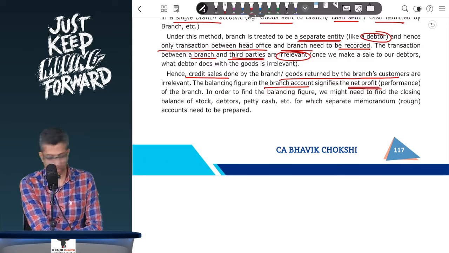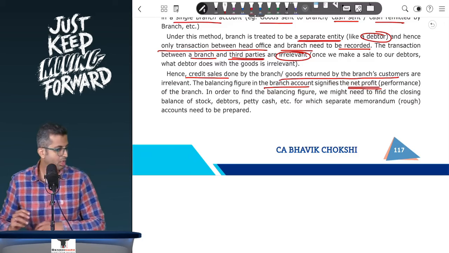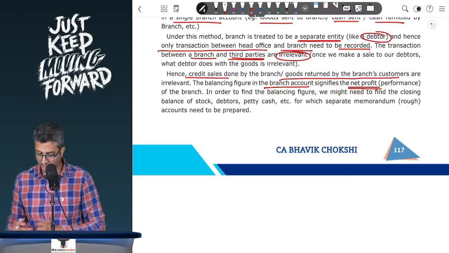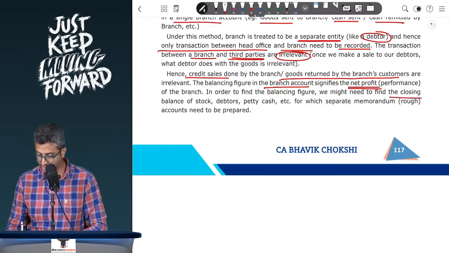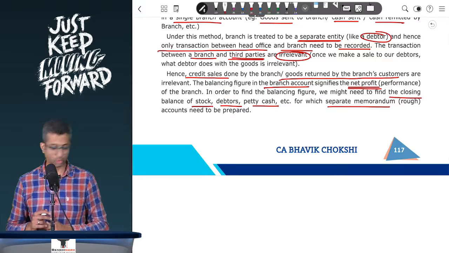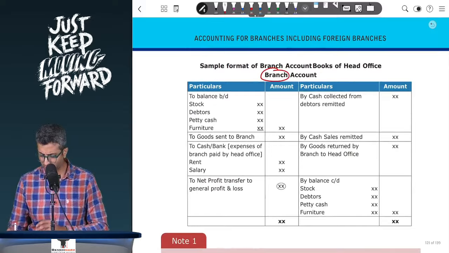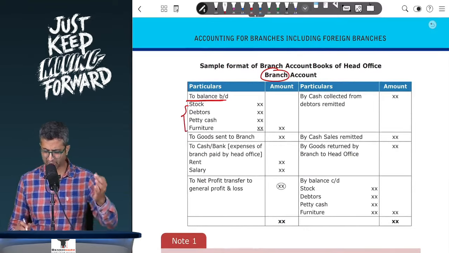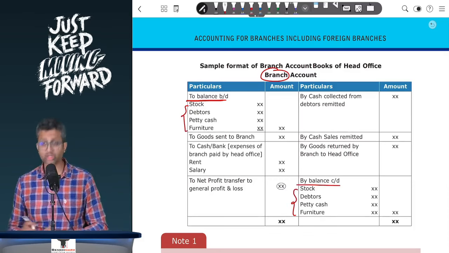Okay, so over here, in order to find the balancing figure, we need to find the closing balance of stock, debtors, petty cash, for which a separate working note or memorandum accounts may need to be prepared. So we have given a sample branch account where in the opening balance you will have balances of the relevant items like stock, debtors, furniture, petty cash, etc. Similar items will also be there in the closing balance.